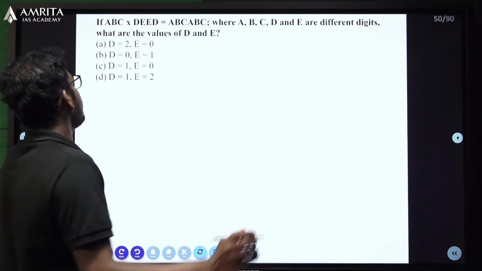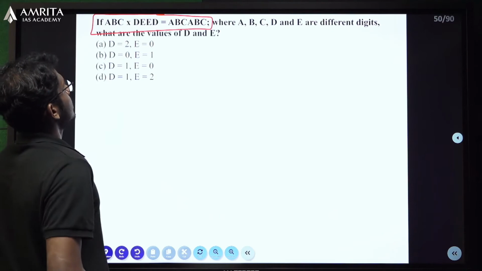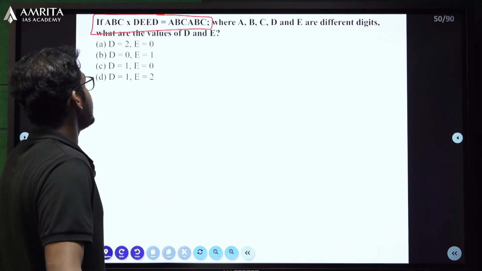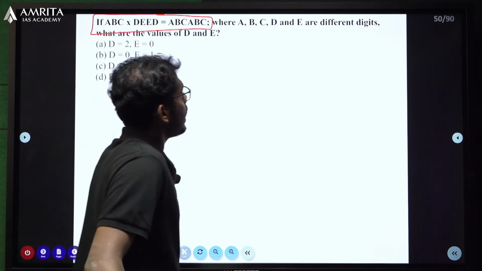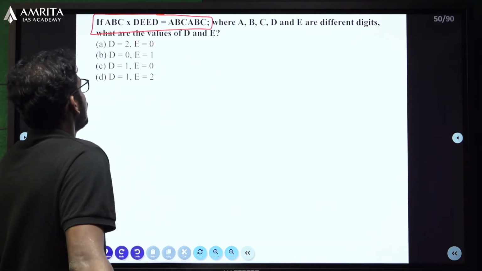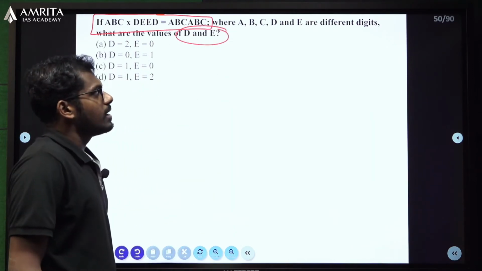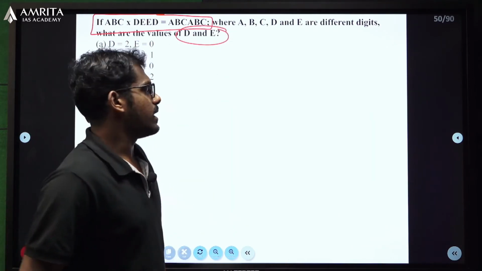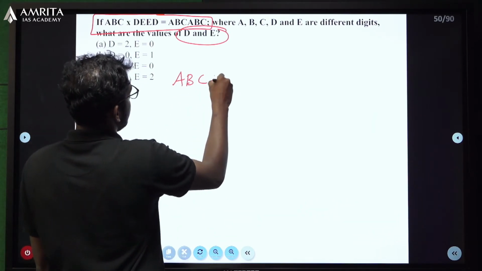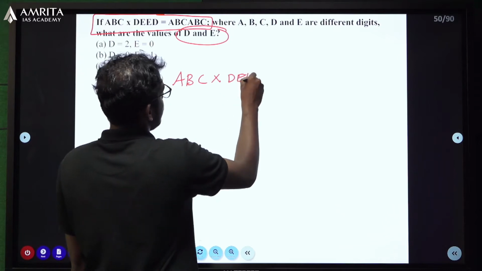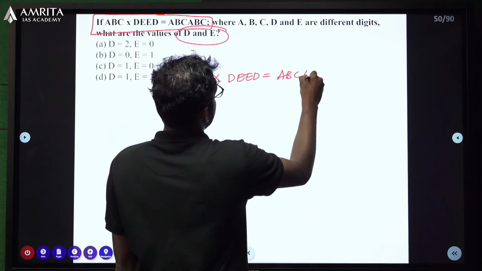Next, if ABC into DEED is equal to ABC, where A, B, C, D and E are different digits, what are the values of D and E? It's a bit difficult question, I would say. The question says ABC into DEED is equal to ABC.